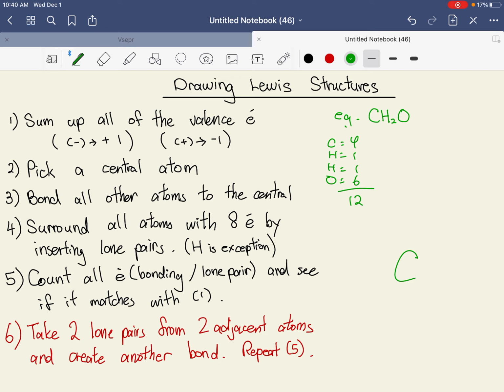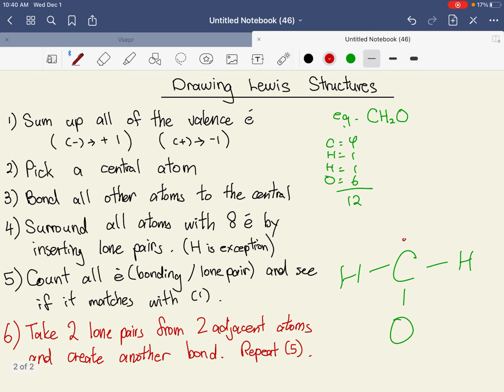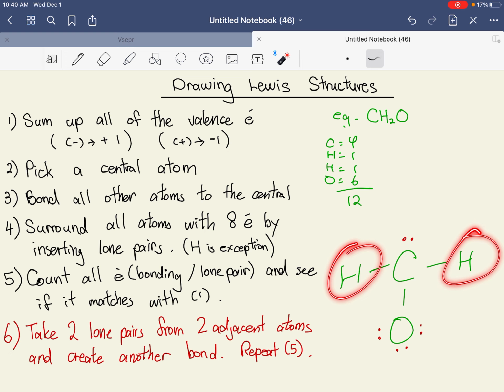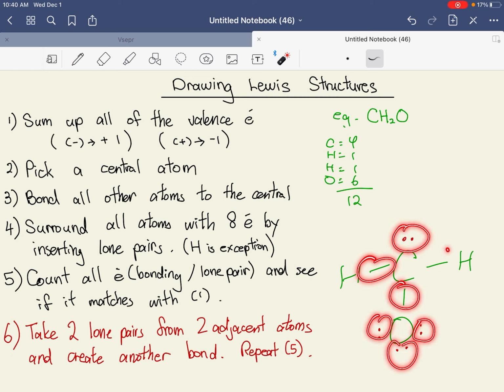Bond all the other atoms to the central atom. Okay, there's a couple of H's and there's an O. Okay, and I'll surround everybody by 8. I can do that. Carbon will be 2. Hydrogens are fine. And oxygen will be 6 more to make that 8. So there you go. Everybody's surrounded by 8 or 2. Okay. All right, let's count. 2, 4, 6, 8, 10, 12. Uh-oh. 14. Okay. I don't know here.